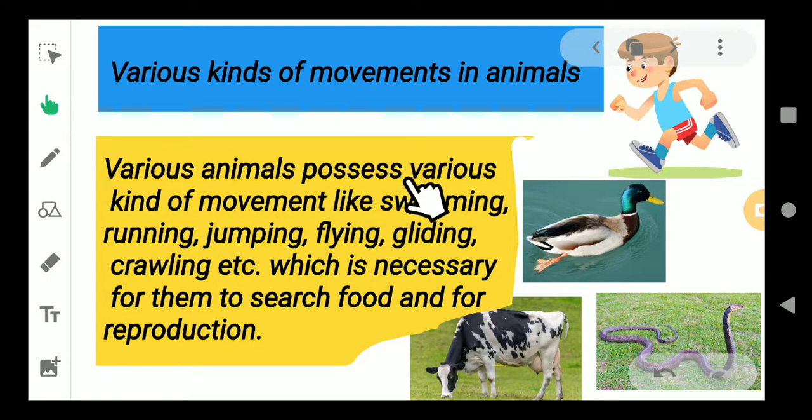Various animals possess various kinds of movement like swimming, running, jumping, flying, gliding, crawling, etc., which is necessary for them to search food and for reproduction. What is the need of movement in animals? Movement helps them to search food and for reproduction.